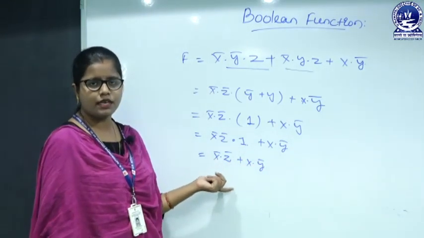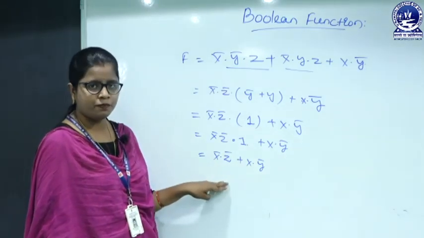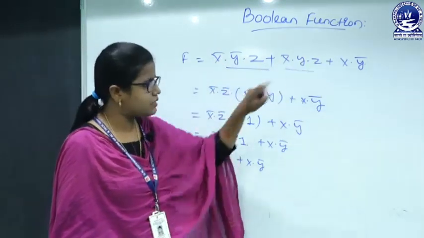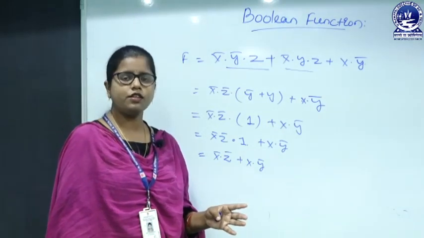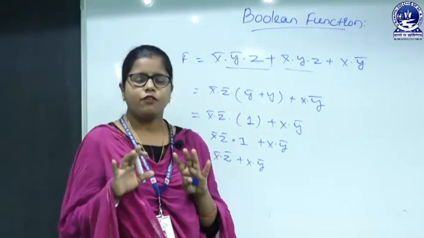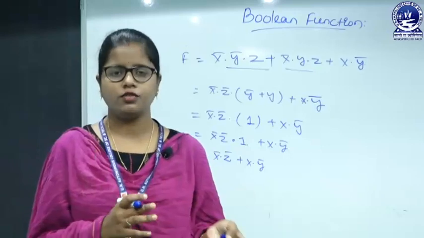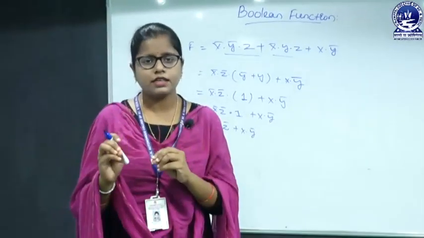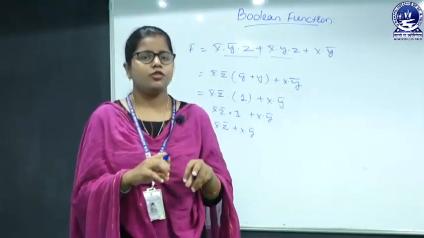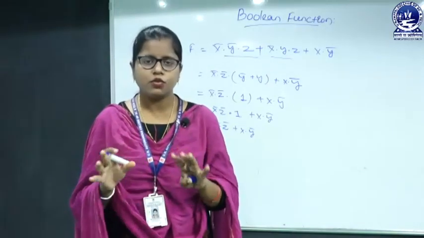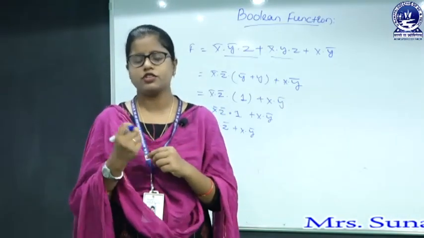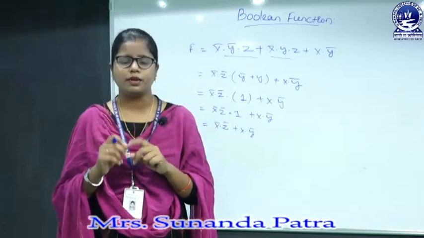Now we cannot minimize this more, so we have to leave it here. So we started with x complement y complement z plus x complement y z plus x y complement, and after minimizing the function, we got x complement z complement plus x y complement. Like this, for any Boolean expression or function you are given, you just use your basic knowledge of the basic postulates, apply them, and minimize the Boolean function. When you practice more, you will know how to minimize a Boolean function quickly. So this is how to minimize a Boolean function.